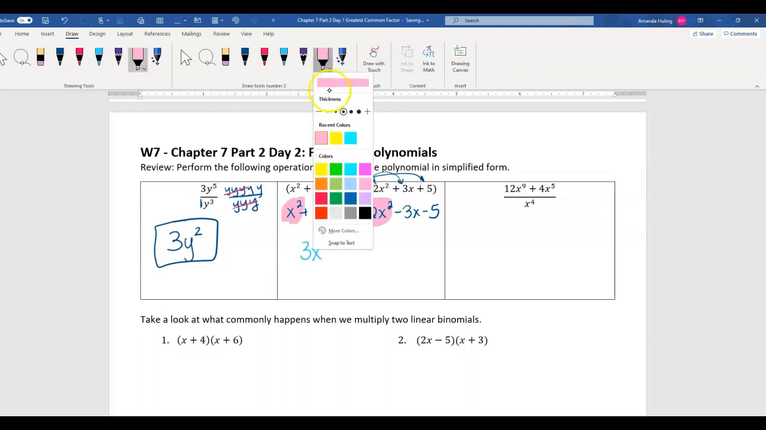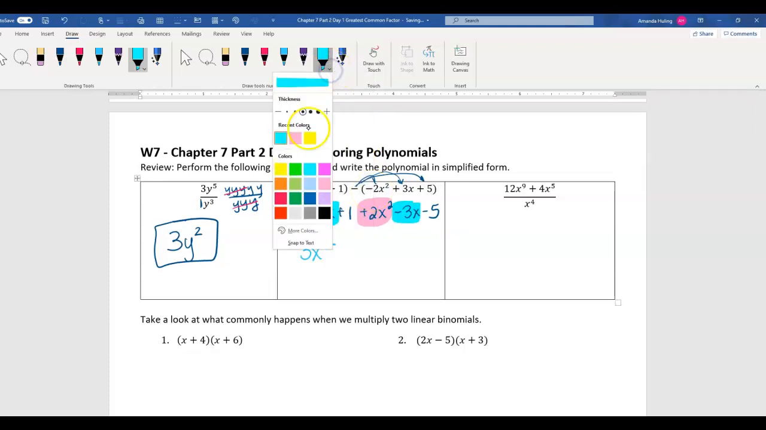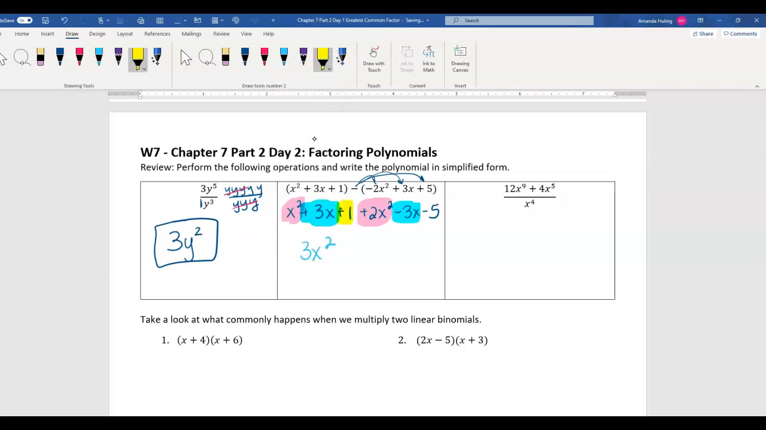I can then combine negative 3x and positive 3x, which is just 0x, which then I don't need. And then I can combine 1 and negative 5, which is negative 4. So my answer is 3x squared minus 4. And again, that's still a quadratic because the highest exponent is 2, but it is a binomial because there's only 2 terms.